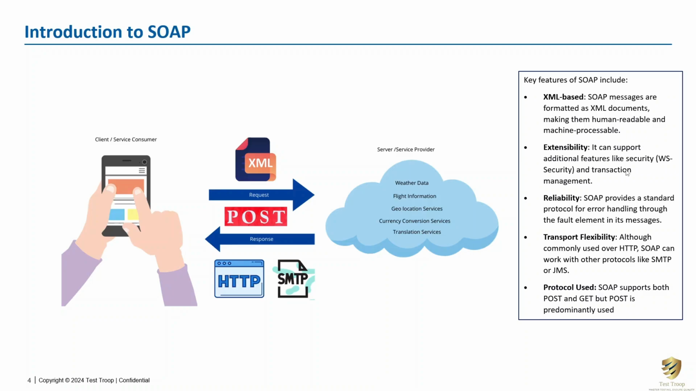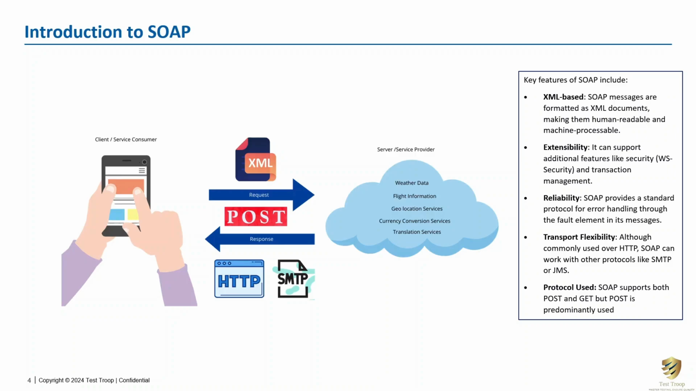SOAP is highly reliable as it includes a robust mechanism for error handling. It uses detailed fault codes to indicate the specific issues that may arise during message transmission or processing. This makes SOAP well suited for mission critical applications where reliability, precision and error reporting are essential.